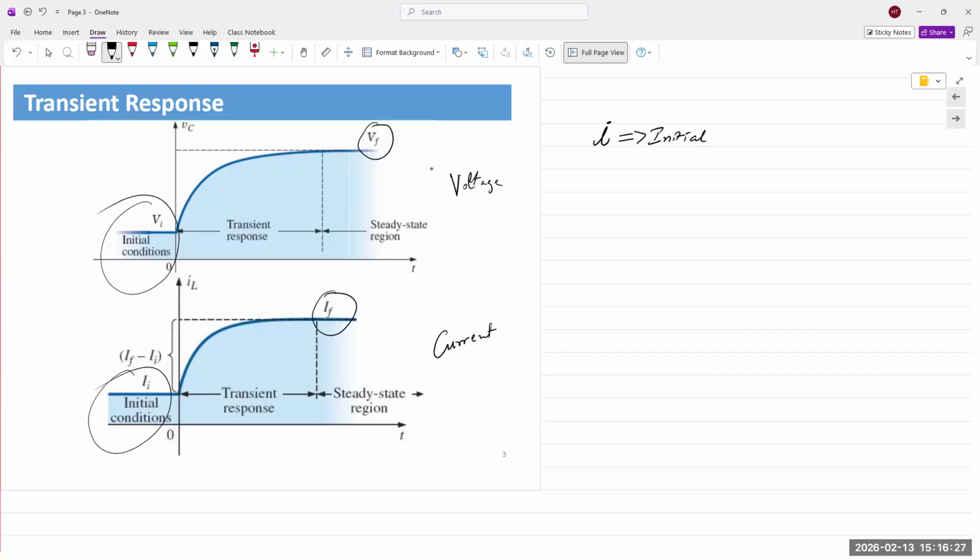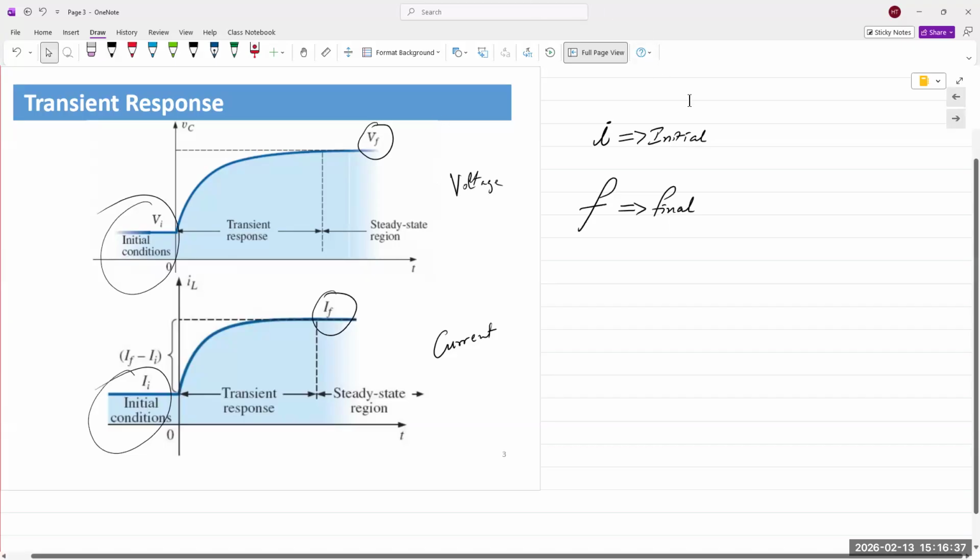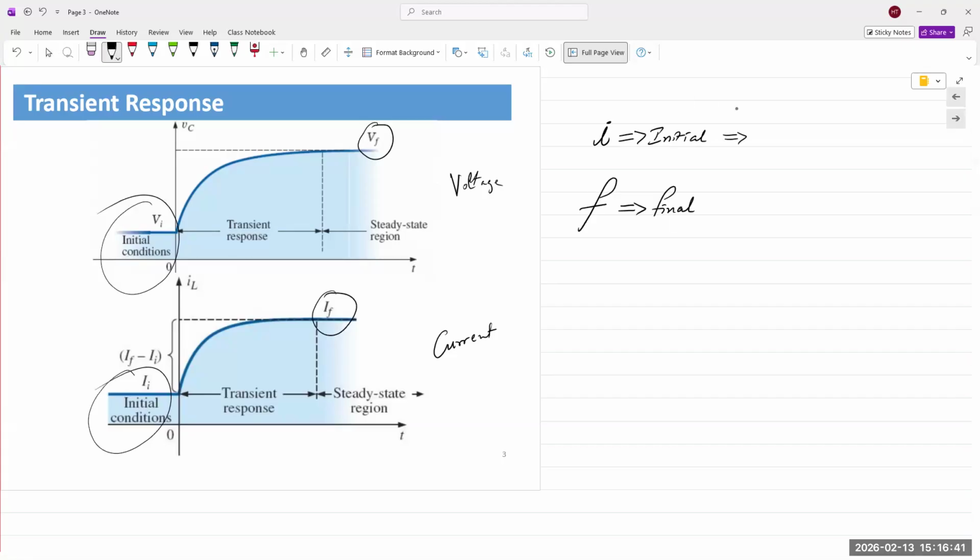I refers to initial, and F refers to final. Sometimes this is also referred to as zero. So II or I0 mean the same thing. The current at the initial point in time when we begin analysis, or current at time t equal to 0.